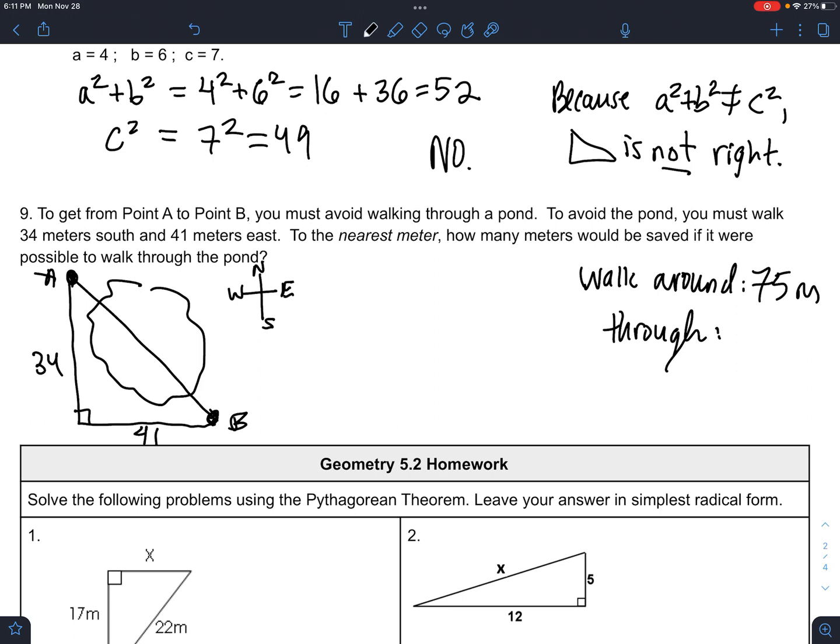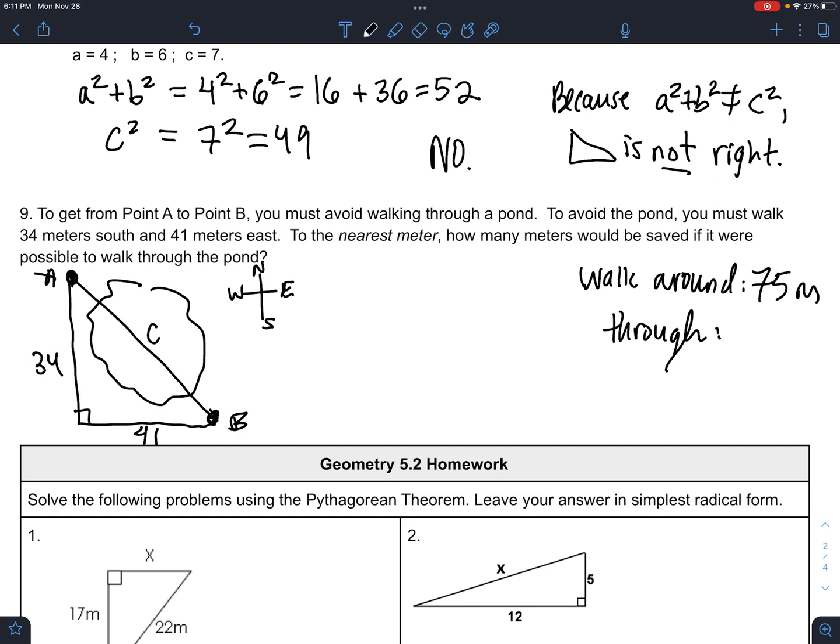We need to know how much it would be to walk through. So, we think it should be less, right? I mean, the shortest distance between 2 points is just the line connecting them. So we hope that this is going to be a shortcut, but we're going to have to walk through all the water. So how would you find this?